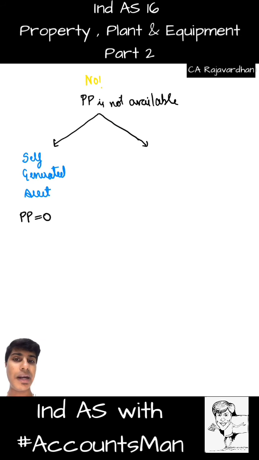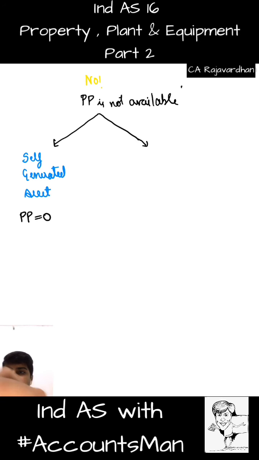Under no, I just told you one part, that is self-generated asset. Whenever there is a self-generated asset, the purchase price will be 0. And whenever the purchase price is 0, then what will happen? With respect to this asset, the purchase price will be 0 and there will be no cost component relating to purchase price. There will be only the component relating to expenses incurred. Then we'll see the next component.